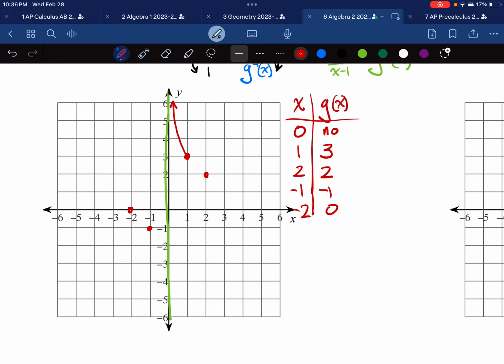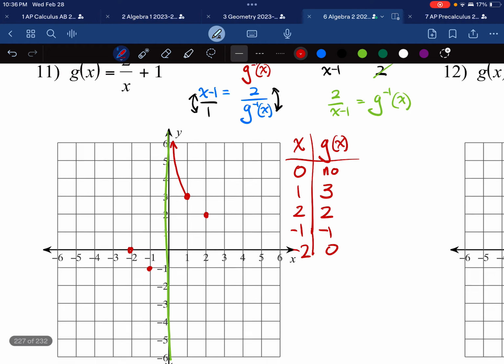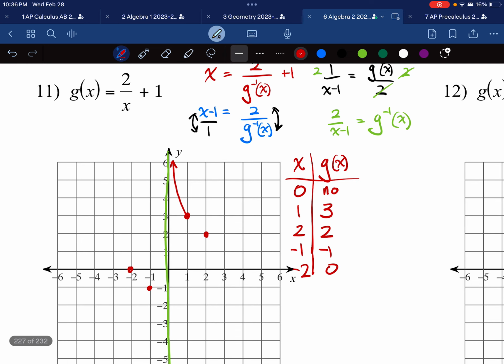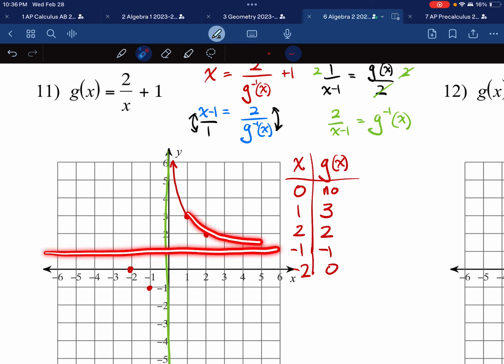And then we have what's called a horizontal asymptote at 1. How do I know that? Because I know it's rational functions. Normally they're at 0, but I've shifted it up 1. So I know that there's also this line here that we get closer and closer to.